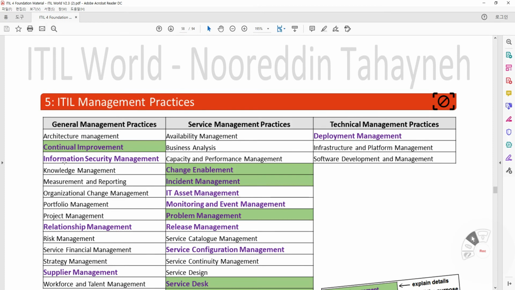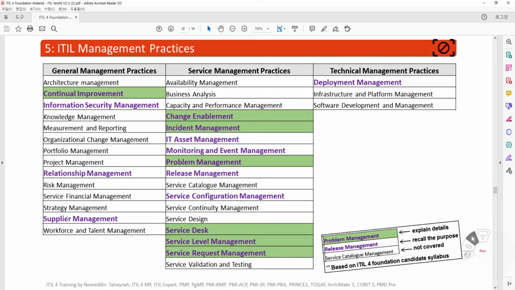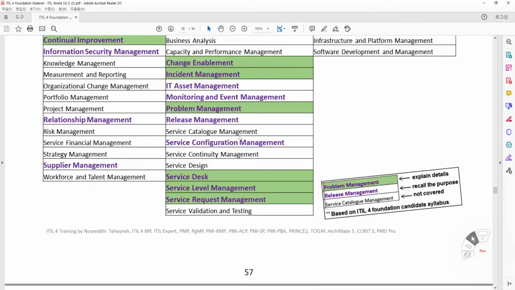Continual improvement, information security management, relationship management, supplier management, change enablement, incident management, ITSM management, monitoring and event management, program management, release management, service configuration management, service desk, service level management, service request management, deployment management.